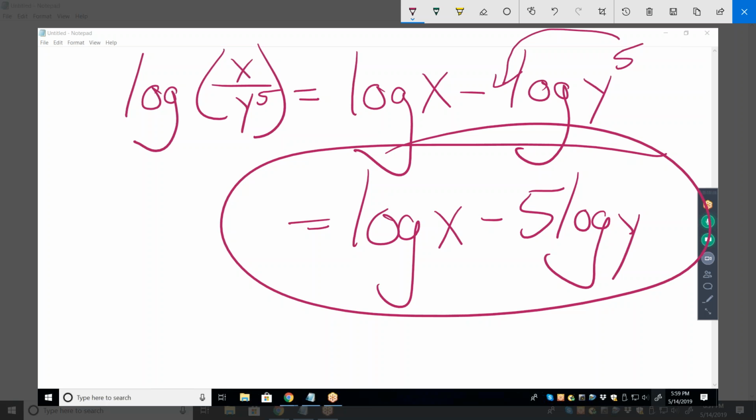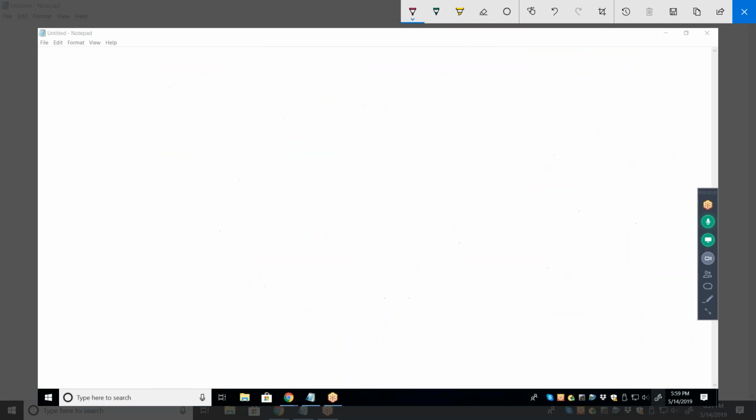So you know the 3 key log rules. You just have to apply them in the right order. That's the name of this game. Whether you're expanding or compressing, it doesn't matter. You need those 3 log rules, and you have to apply them in the right order. Okay, what else you got?